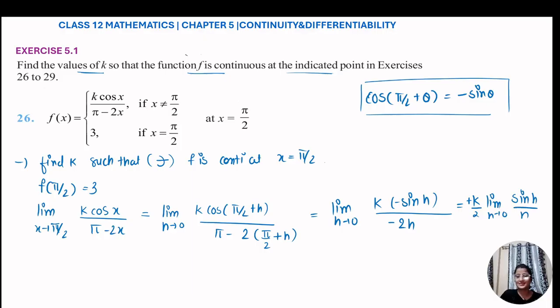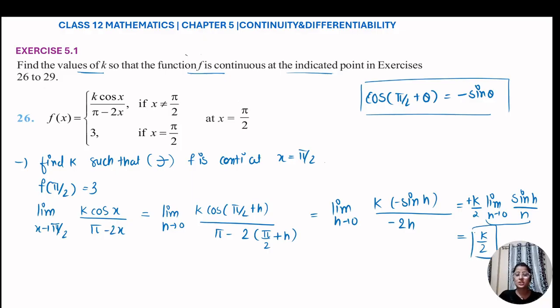I think you can easily see this. When h or theta is tending to 0 and you have to find a limit of the form sin h by h, or sin theta by theta, this limit is nothing but 1. So this value will be k by 2. Okay, now this is our limit value.